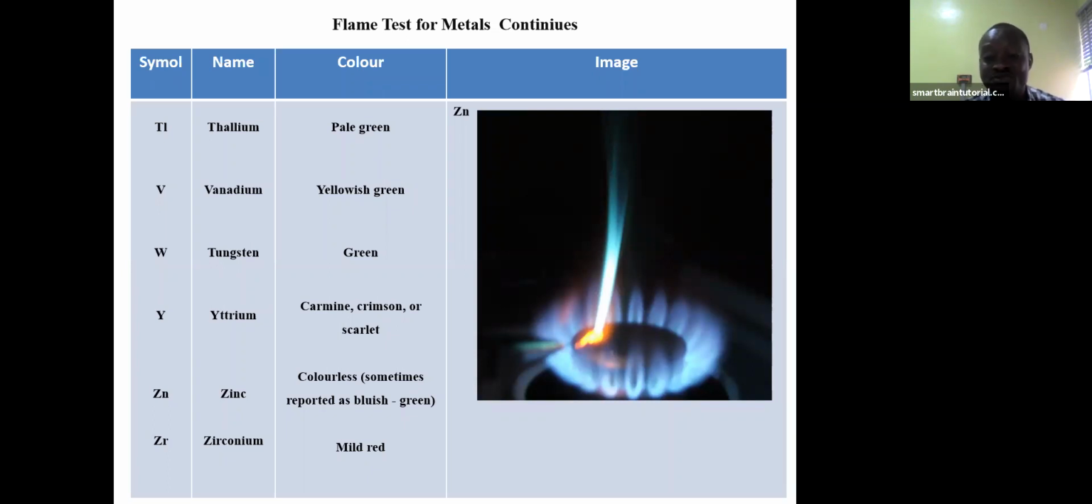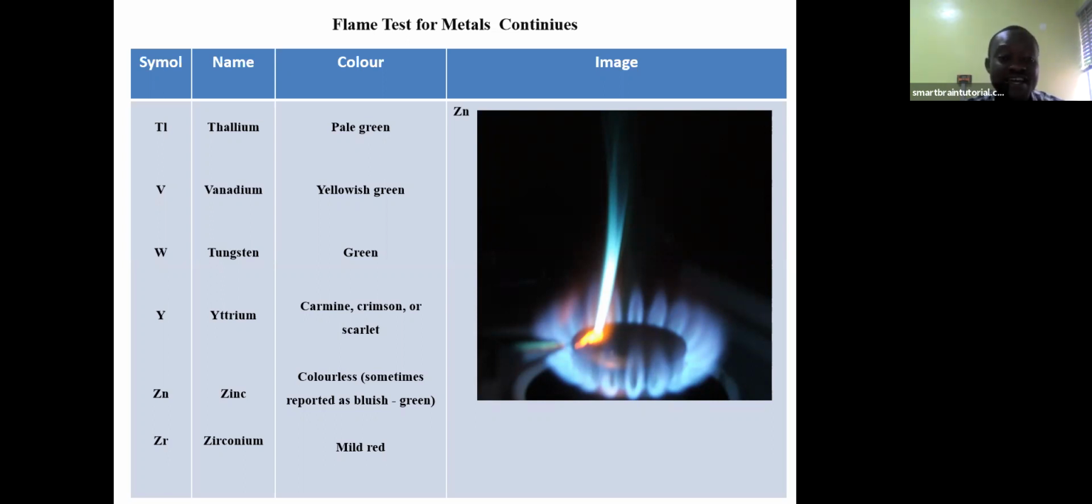It's difficult to see the color clearly, but that's why most times it is referred to as being colorless. But when it is intense, they call it bluish green. Then for zirconium, you get mild red.